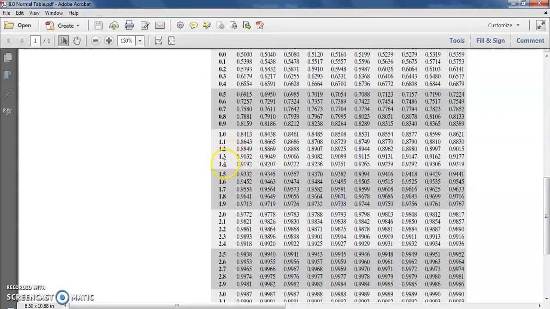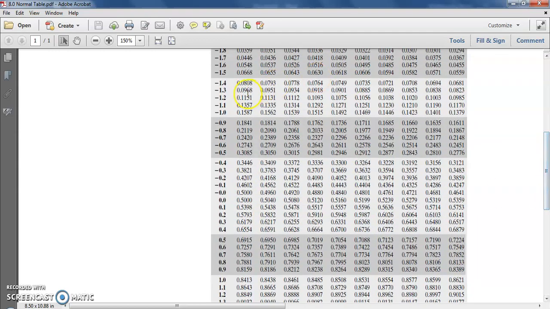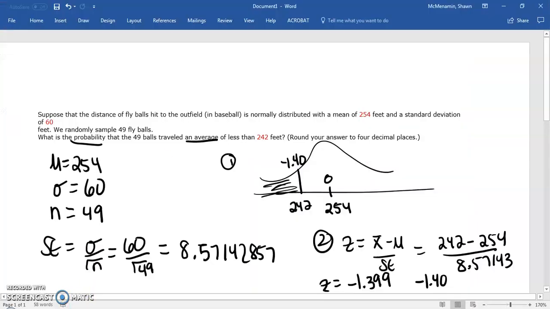Negative 1.40, we need negative. I initially thought it was this one, but this is way too large. If you look at the shading, I realized because our z-score is negative. So here's negative 1.40, which is 0.0808. So 0.0808, which it does look like 8%.